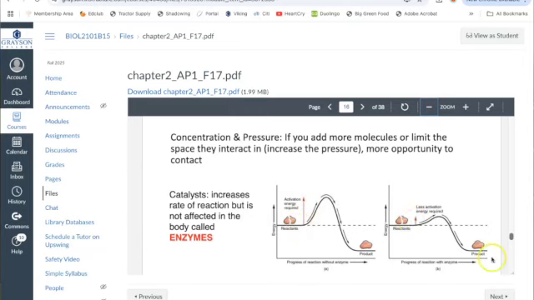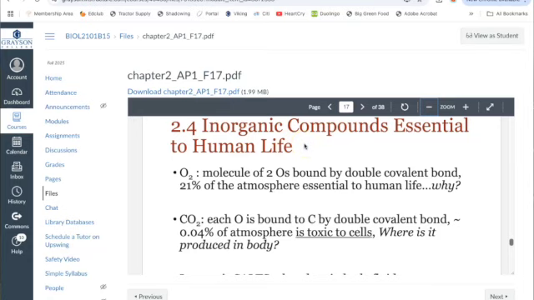So there are several inorganic compounds that our body absolutely needs for life, essential. Okay, so what's the difference between inorganic and organic compound? Organic compound has carbon and hydrogen in it. Okay, one of the inorganic compounds that we absolutely need to survive is oxygen. It doesn't have hydrogen or carbon.